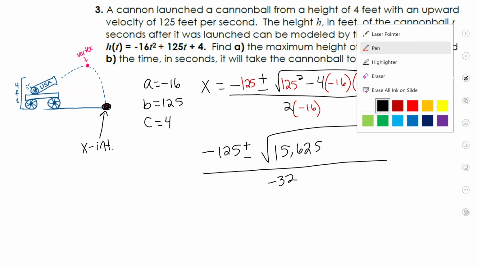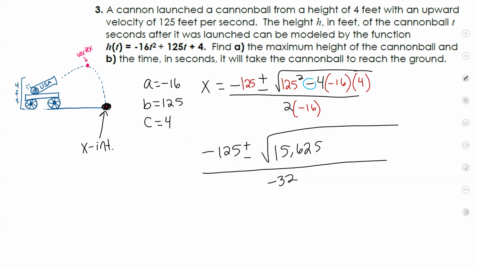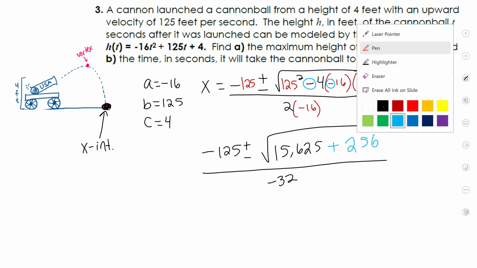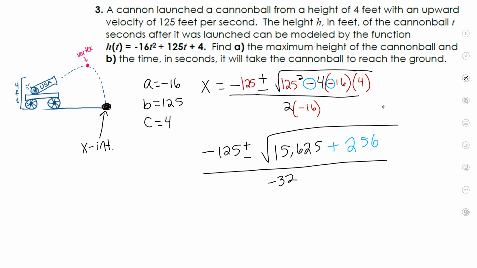Now, guys, notice I have 2 negatives. So when I multiply, this will become a positive. 4 times negative 16 times 4 is 256. Okay, so let's go ahead and simplify this a little bit more. We have negative 125 plus or minus the square root of 15,881 divided by negative 32.